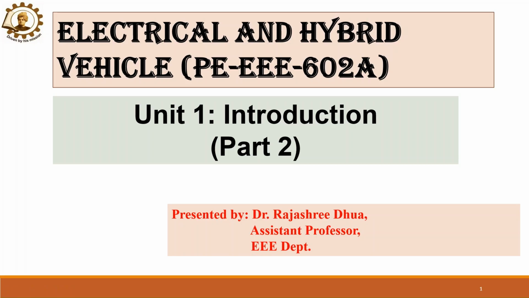Today, I am going to discuss a topic on the subject of electrical and hybrid vehicle with the subject code P602A. That is a subject for the sixth semester students of EEE Department. We have already discussed about series hybrid drivetrain and parallel hybrid drivetrain with torque coupling. Next, we are going to discuss about the electric vehicle drivetrain.